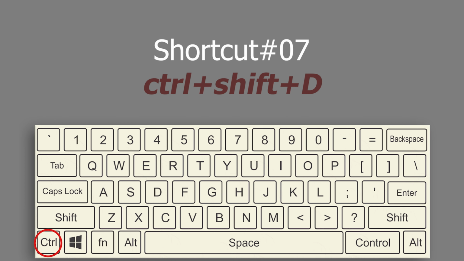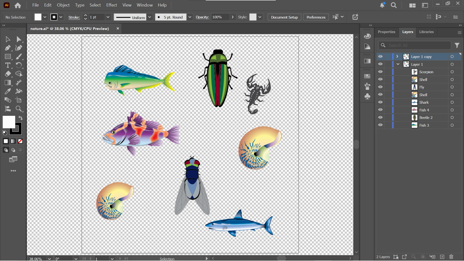Shortcut number 7, hit Ctrl Shift plus D to go to the transparent grid. Perfect for designing logos or graphics that need to shine over any background.